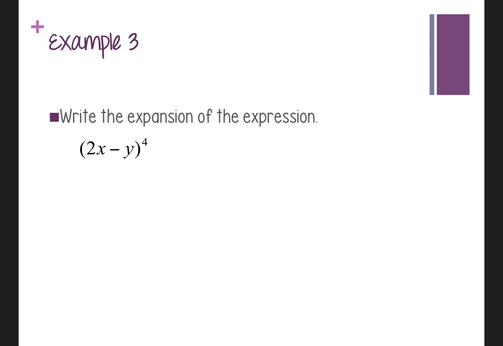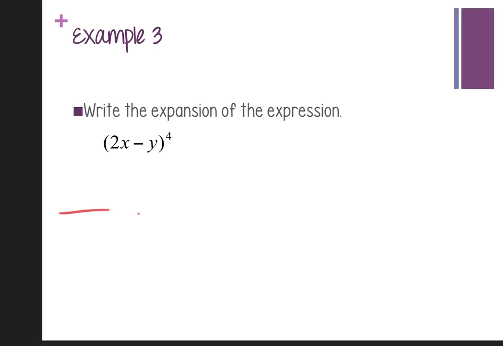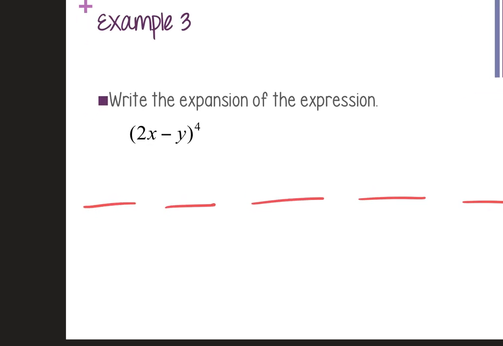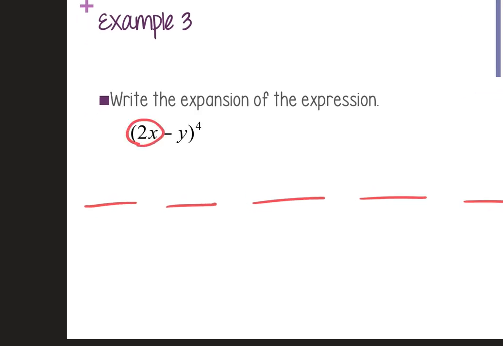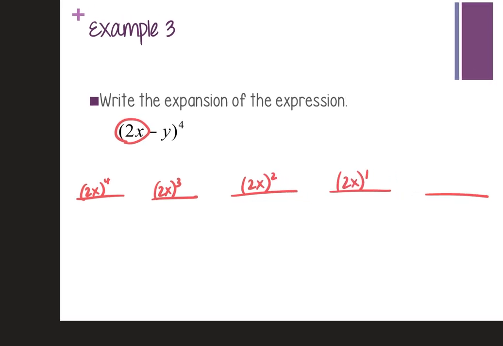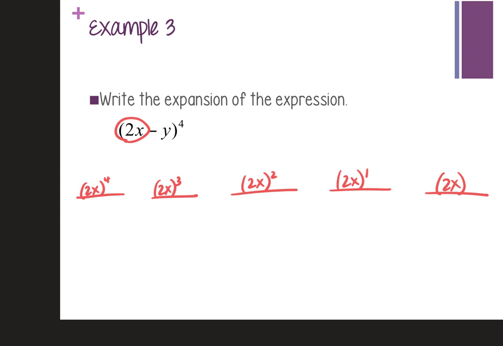So how many terms are going to be? 5. 1, 2, 3, 4, 5. I'm going to take the first term, start at 4, and make it smaller. So 2x to the fourth, 2x to the third, 2x to the second, 2x to the first, and 2x to the 0.